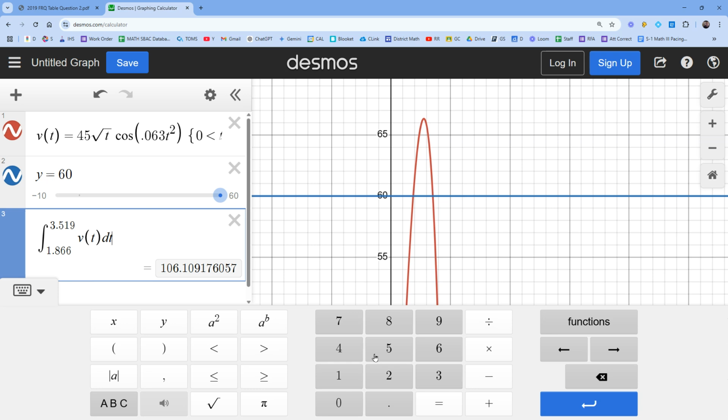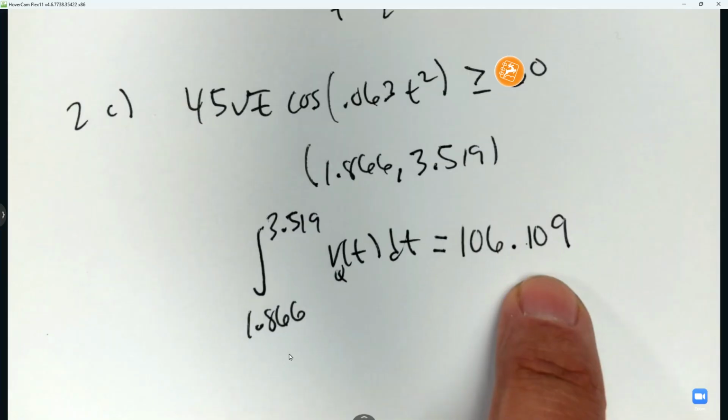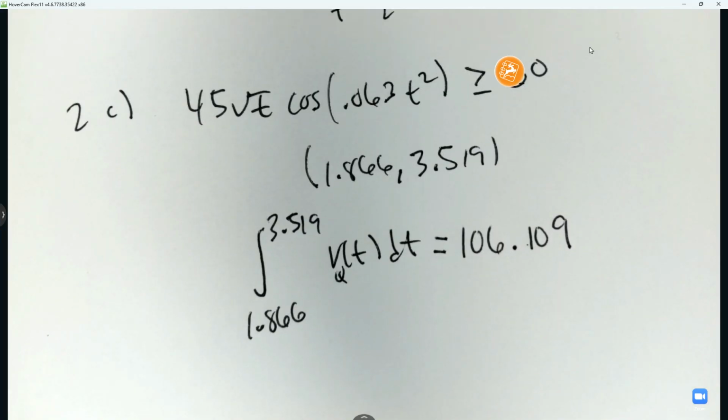So the answer is 106 point, and it's always 3 numbers after the decimal. You don't have to round. So this is what it looks like, using the calculator there, like this. All right, part C is done. All right, one more part, part D.